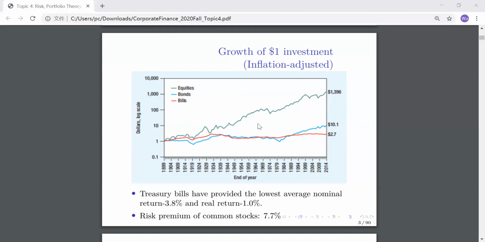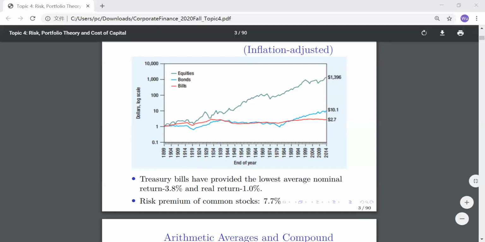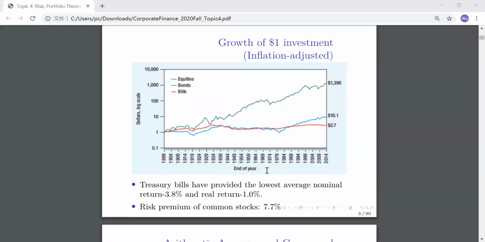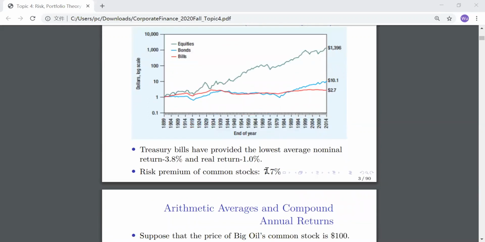Obviously, it's because they have different risk, right? T-bills have the lowest risk, that's why the return is lowest. Bonds are slightly riskier, so you get a slightly higher return. Equity is the most risky one, that's why you get the highest return. So among these three, T-bills give you the lowest average nominal return, which is 3.8%, and the real return is about 1%, so it's even lower. And the risk premium of common stocks is 7.7%. That is much, much higher, because as we talked about earlier, stock is very risky compared to bonds and Treasury bills.